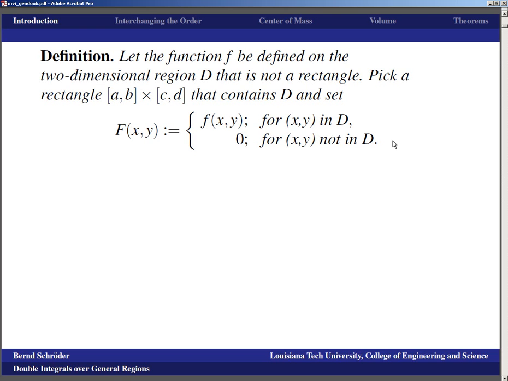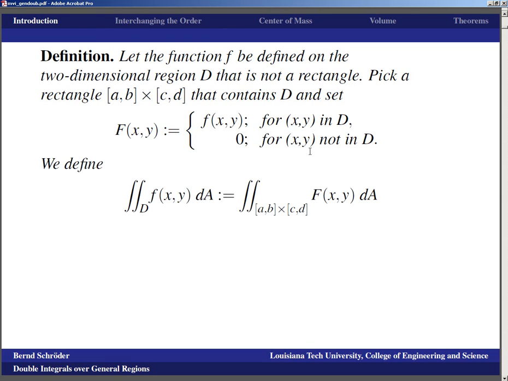So this is very similar to what I mentioned when we talked about integrating over objects that are not boxes. You would just set the density function equal to 0 on the outside. Similarly here, we just simply set the height function, the function of two variables, equal to 0 outside the region that we're interested in. And then we simply define the double integral of the function over the region to be the double integral of the newly defined auxiliary function capital F of x over the rectangle that contains the region.